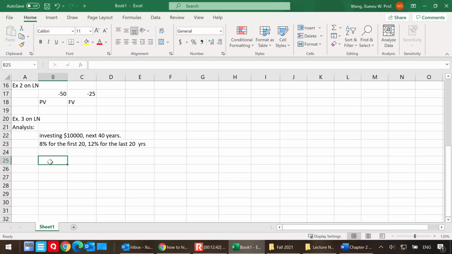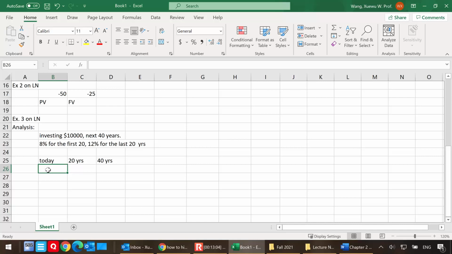First of all, you have today, and then you have 20 years from today, and then you have 40 years from today. These are the time points referred to in the example. That's why we pick them. So your analysis is always depending on the question, on the situation here.